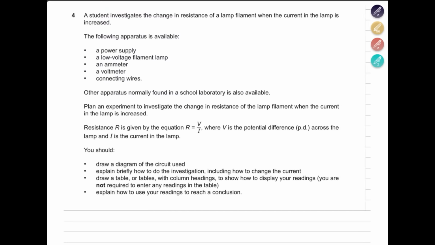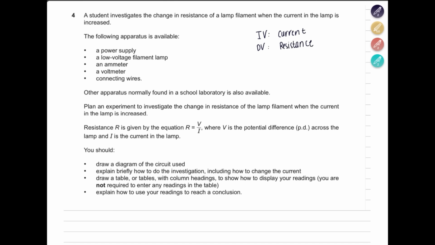Okay, so a student investigates the change in resistance of a lamp filament when the current in the lamp is increased. Okay, so can you identify the dependent and independent variable? We are changing the current, so the independent variable is going to be the current. What are we measuring? The dependent variable is the resistance.